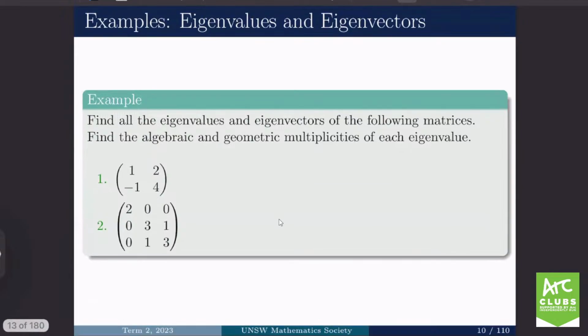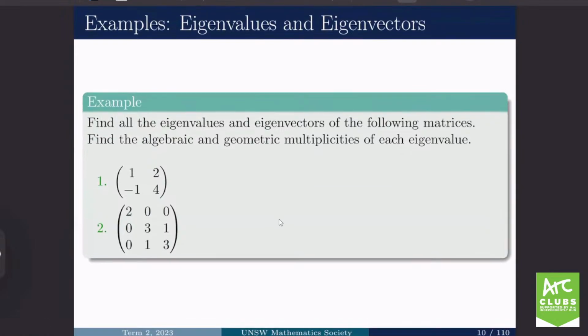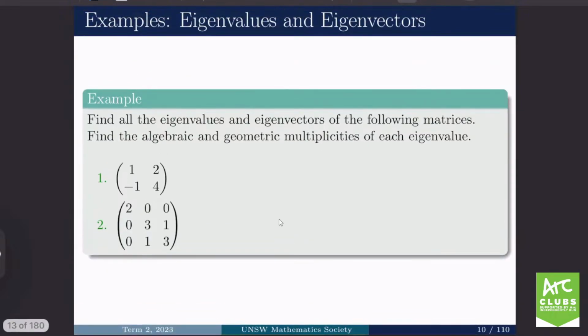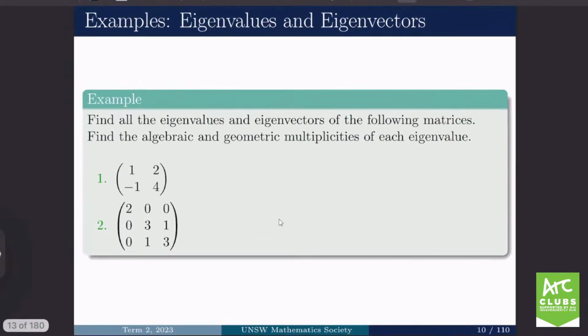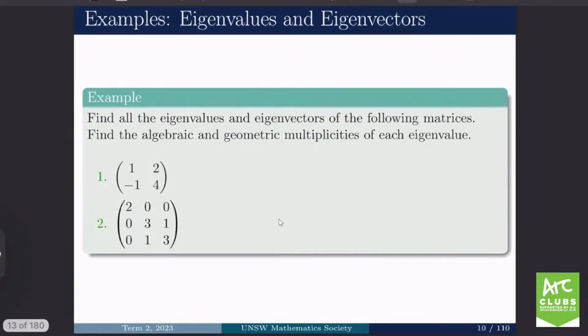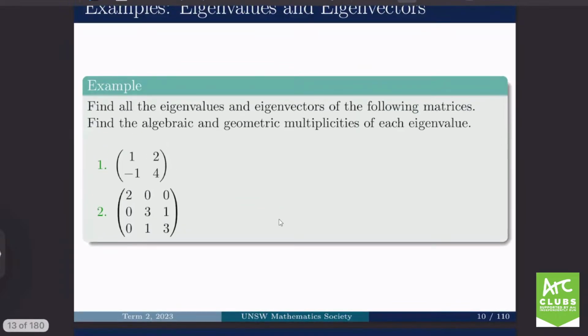All right, so we'll jump into an example now. Find the eigenvalues and eigenvectors of the following matrices, and find their corresponding algebraic and geometric multiplicities. For a 2 by 2 matrix, probably the quickest way of finding the eigenvalues and eigenvectors is to use the following result: the trace of a matrix is the sum of the eigenvalues, and the determinant of a matrix is the product of the eigenvalues. Okay?